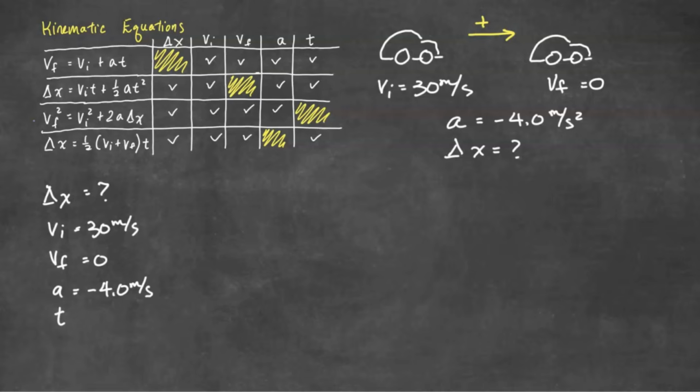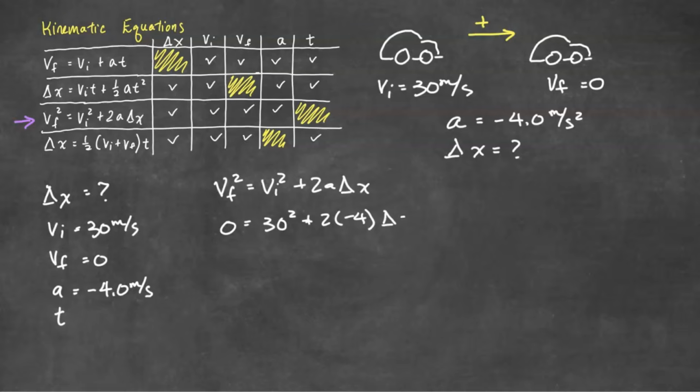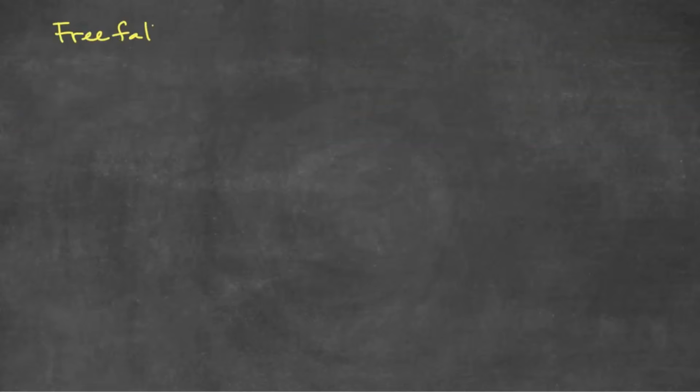We'll see that shaded in section and go to the left. We see our equation, vf squared equals vi squared plus 2a delta x. And so we're going to use that equation. So we're going to substitute our known variables and solve for the unknown, delta x, and we get 112.5 meters.